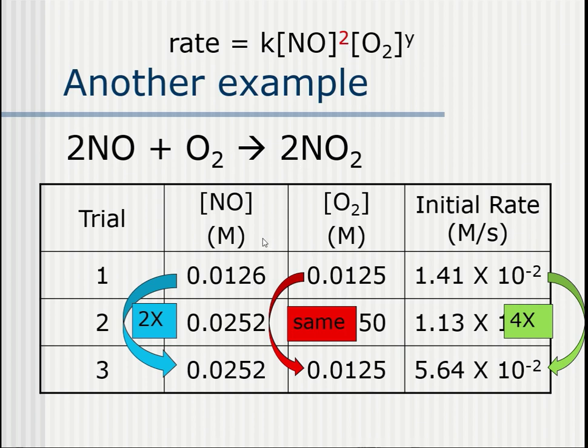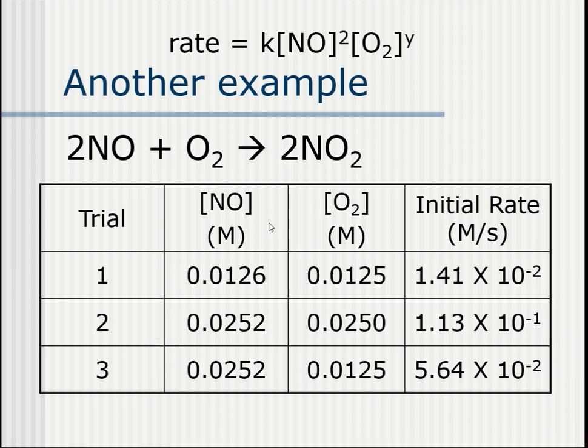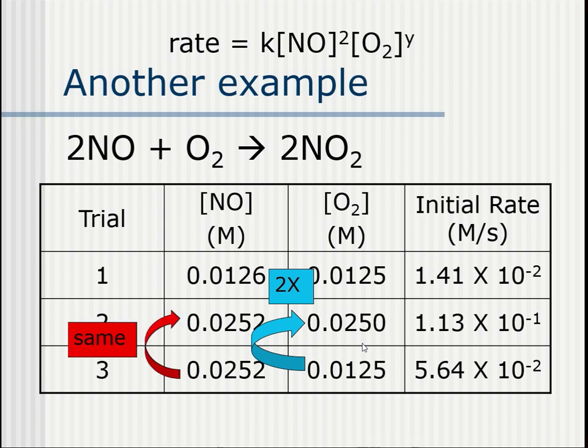Then you do the same thing. Let's find a trial where oxygen doubles while nitrogen monoxide stays the same. Did you find it? That's right. Between trial 3 and trial 2, oxygen doubles while nitrogen monoxide stays the same. So we can use these two. Then we go over here and we say, well, what happens to the concentration? What happens to the rate?